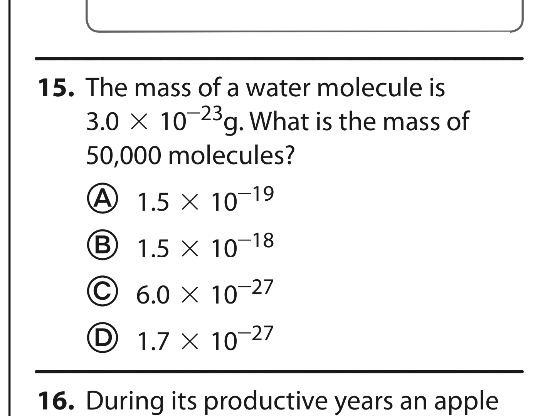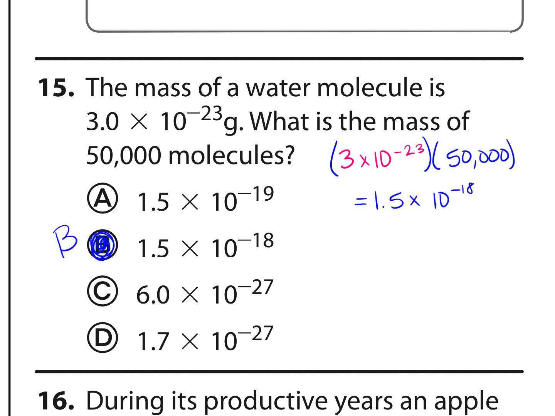Number 15 is a word problem. The mass of a water molecule is 3 times 10 to the negative 23rd grams. What's the mass of 50,000 molecules? So it gives us one molecule, 3 times 10 to the negative 23rd grams. And it asks, what's the mass of 50,000 of those? So I'm just going to multiply that number times 50,000. I can type that right into my calculator, and I get answer choice B.